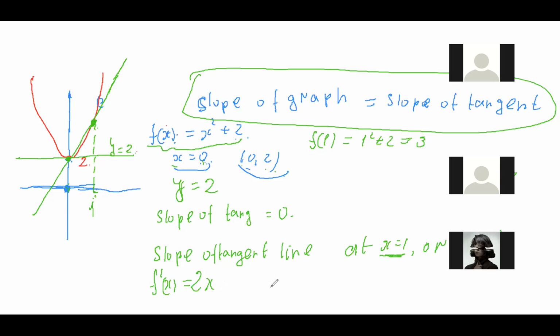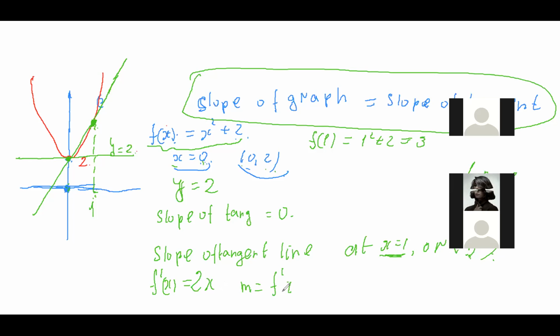If we just put x equals 1 in, yes. Very good. Excellent. So it would be m. It would be f prime 1, and it's going to be 2 times 1, and it's 2. We have just found the slope of the tangent line at the point 1.